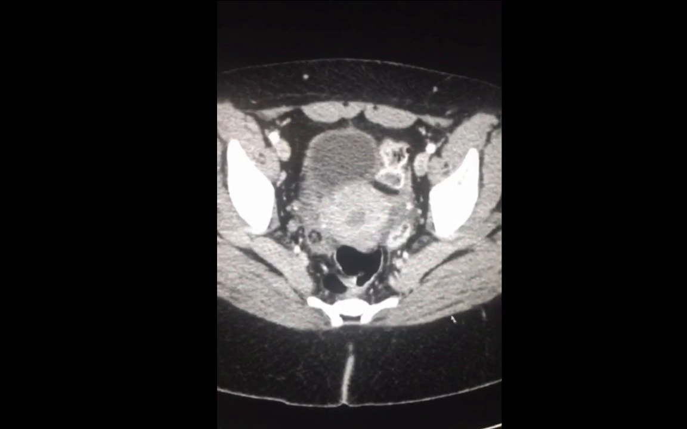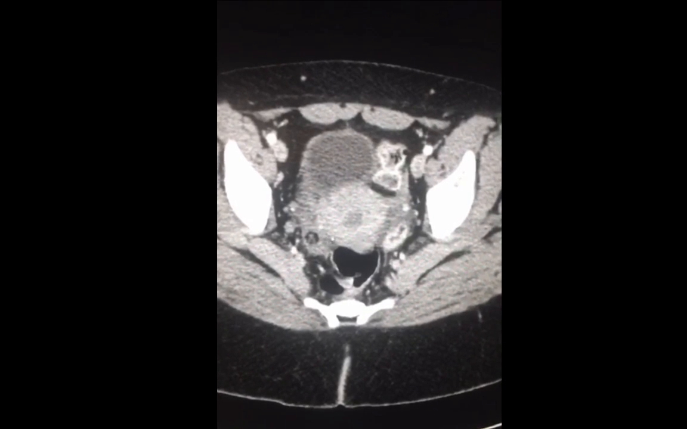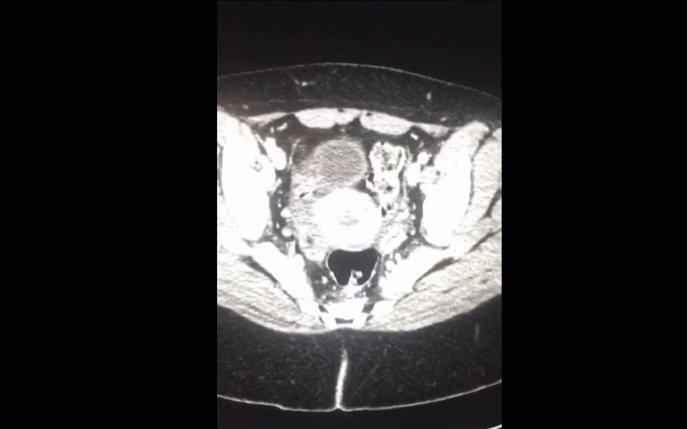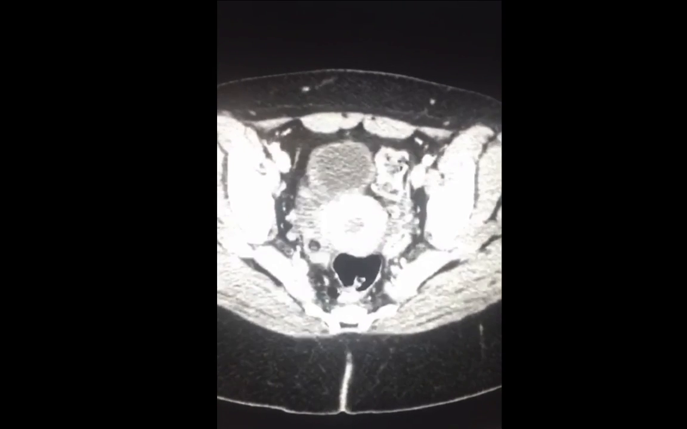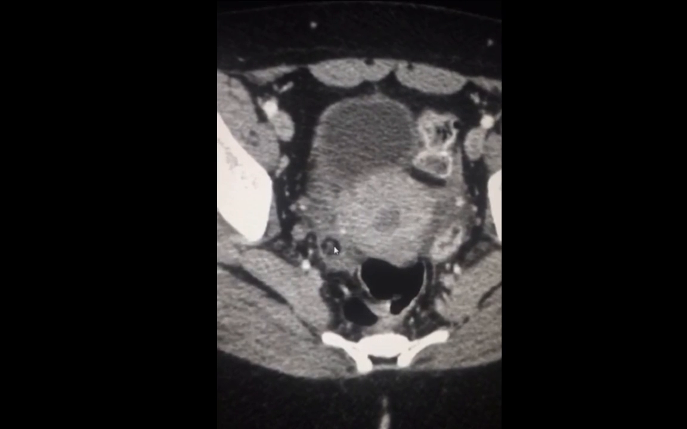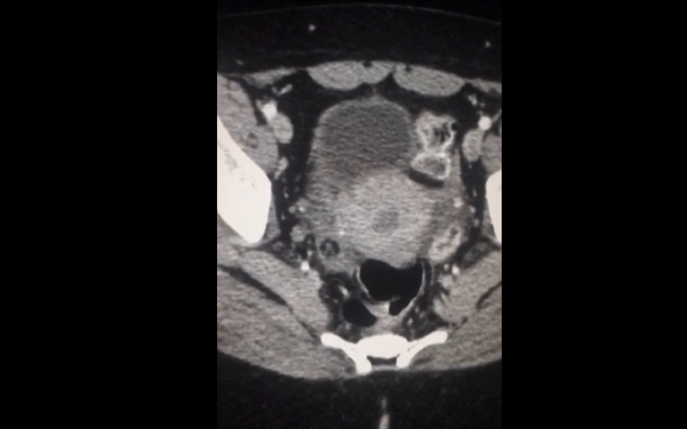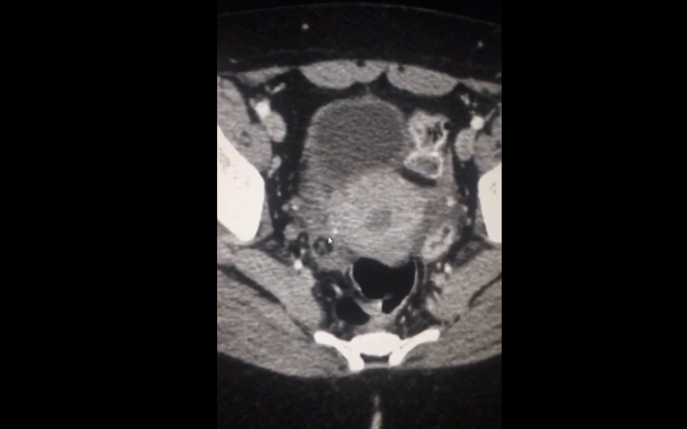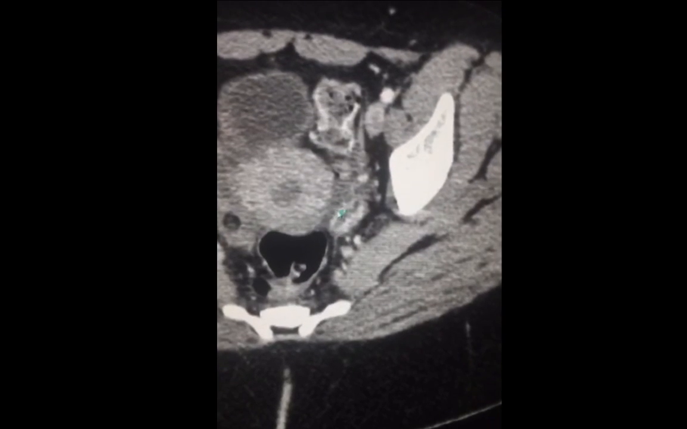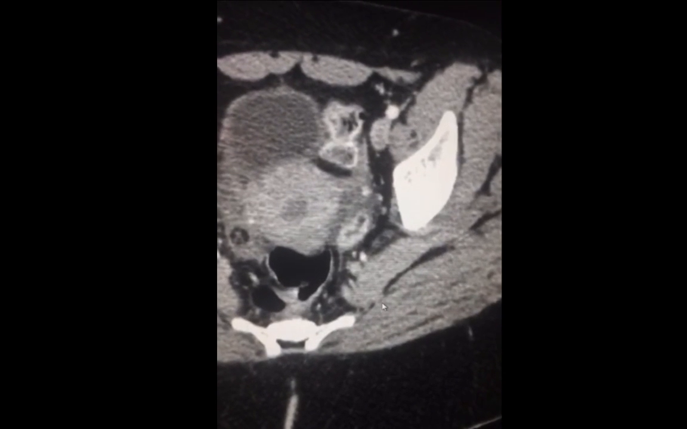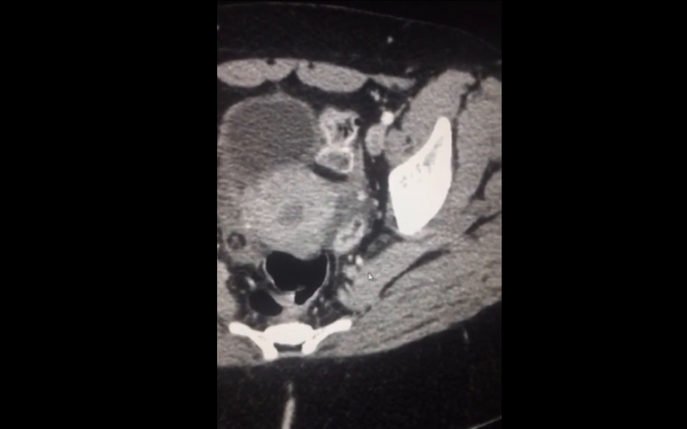The question is, what is the diagnosis here and there? The right adnexal lesion is rounded and well-defined with a density that is similar to fat, and this is consistent with a right-sided ovarian dermoid. The left adnexal abnormality has a rim of hyperenhancement. This appearance is consistent with a corpus luteal cyst.